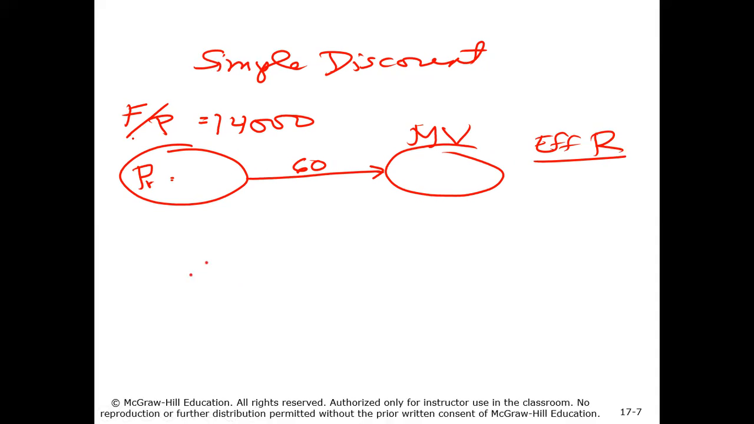Okay, so number one, the face value or the principal is 14,000. What will be the proceeds? We know that for a simple discount, we do not get 14,000. We have to compute for the discount. Let's just call this D, and D is equal to whatever the face value is.